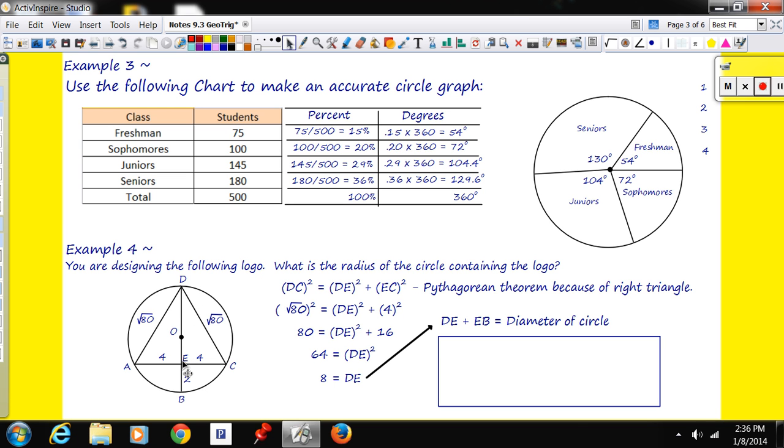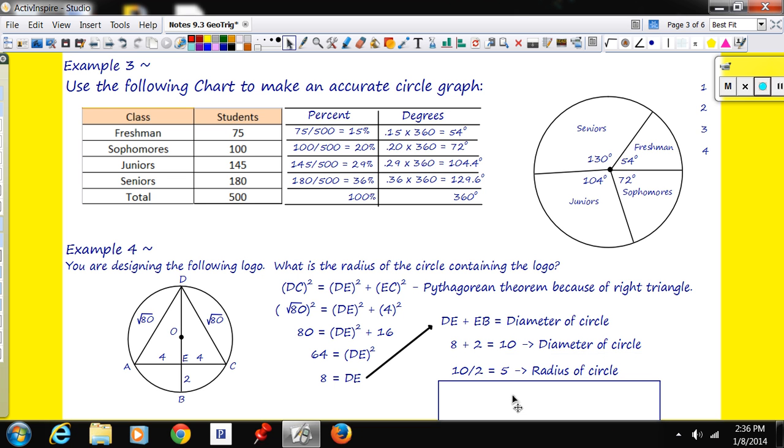Now, we do know that DE plus EB is a diameter. So that whole thing would be the diameter. Basically, we have DE, which is 8, plus the 2, so our whole diameter is 10. That means if you take 10 and cut it in half, your radius is going to be 5. So you'll have a radius of 5. That's example 4: using the Pythagorean theorem and then just using our logic to find the diameter and then dividing it by 2 to get the radius.